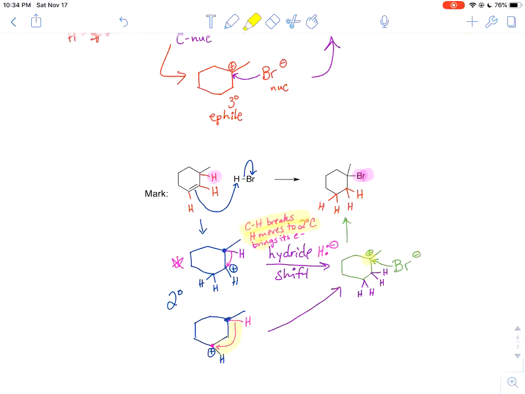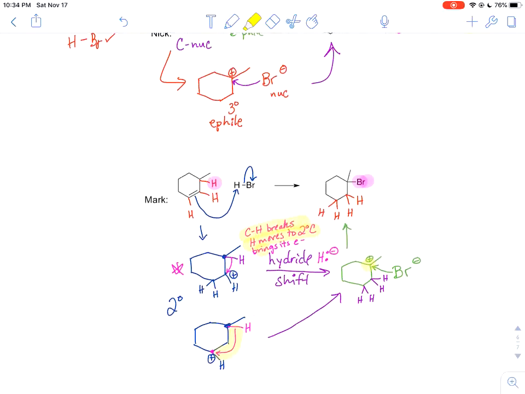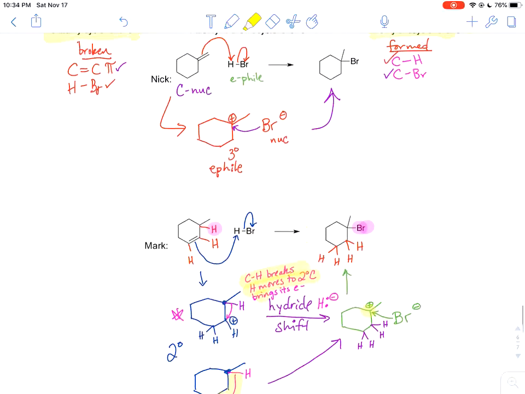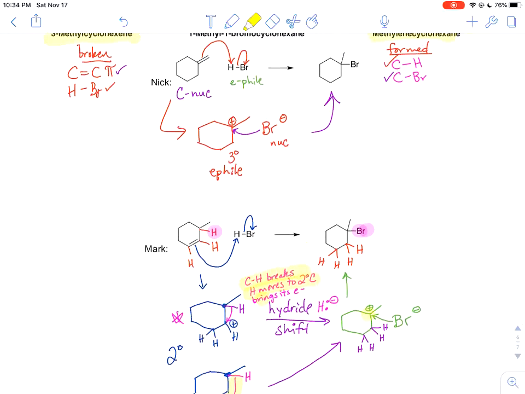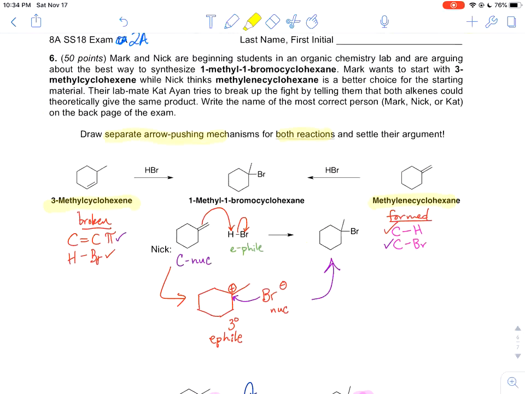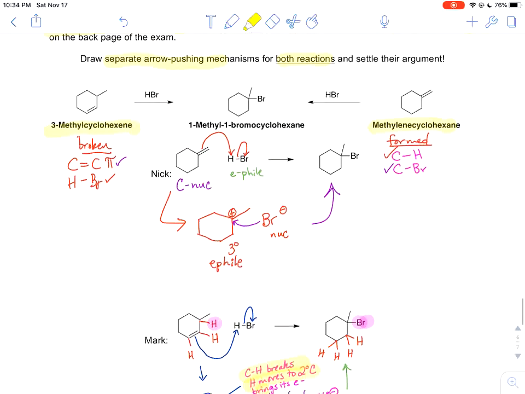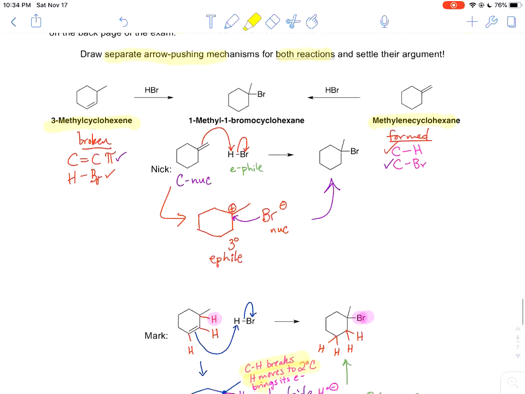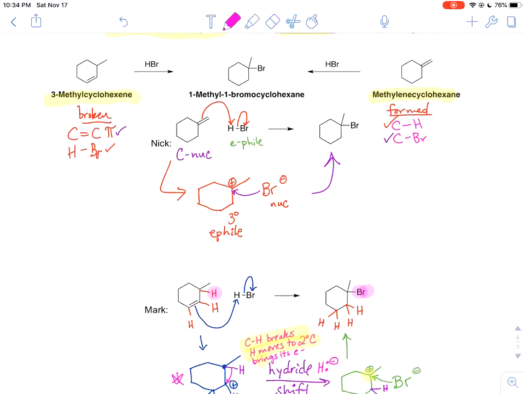And that is how you get to your product. Now, in terms of who was the most right, well, both of them, both Mark's and Nick's ways, can get you to the tertiary bromide. But Kat was saying that both of them could theoretically give the same product. So I would go with Kat on this one, that they theoretically gave the same product. If you wanted to choose a better way of doing it, you could maybe even argue that Nick was right, because if you're not going through a carbocation intermediate, you probably have just one product, whereas this one, although presented as just one product, it is possible that you have other products as a mixture.